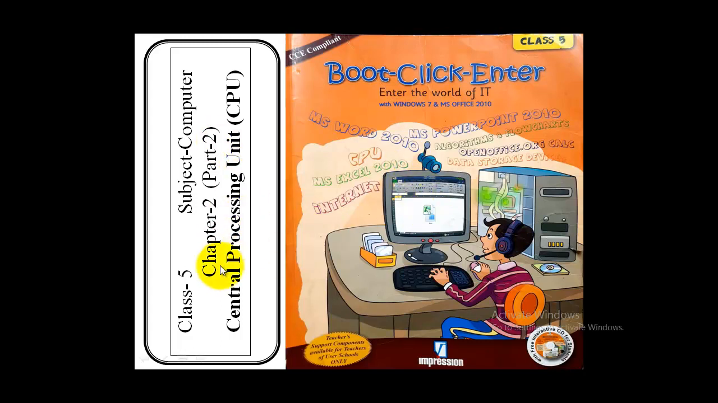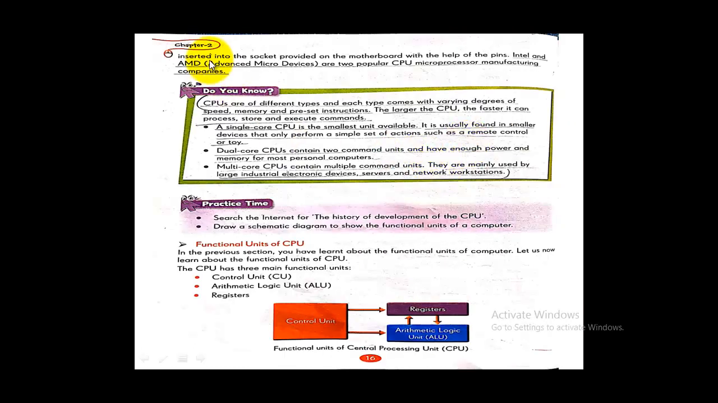The second part of chapter number 2, that is Central Processing Unit, CPU. Now we have finished till here. Now let's continue this functional units of computer. The next topic, that is functional units of computer. Now in the previous section you have learned about the functional units of a computer. Now let us learn about the functional units of computer.